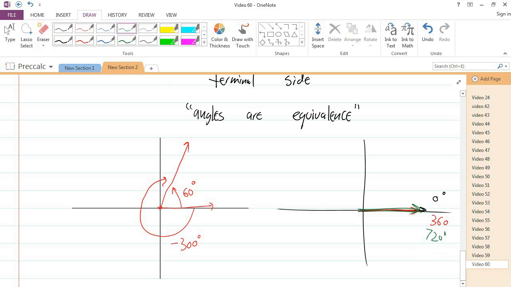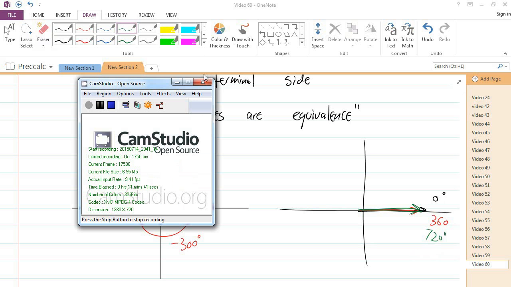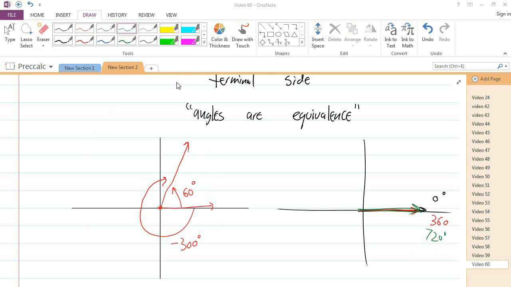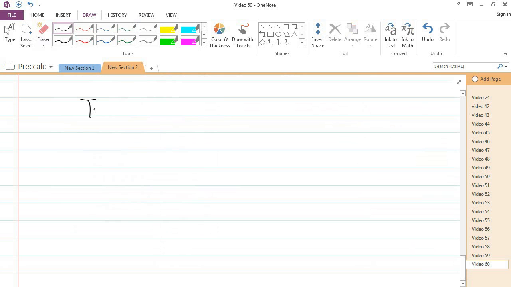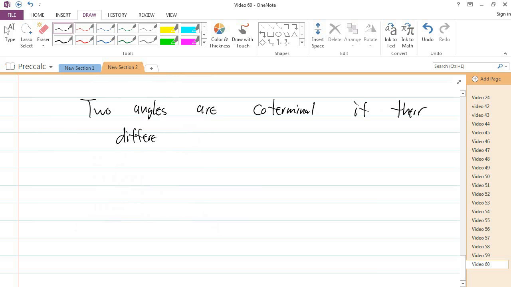Okay? Now, I know that I am over time, and I'm sorry for that. However, let's talk about one more thing before I let you go. Two angles are coterminal if their difference is a multiple of 360.